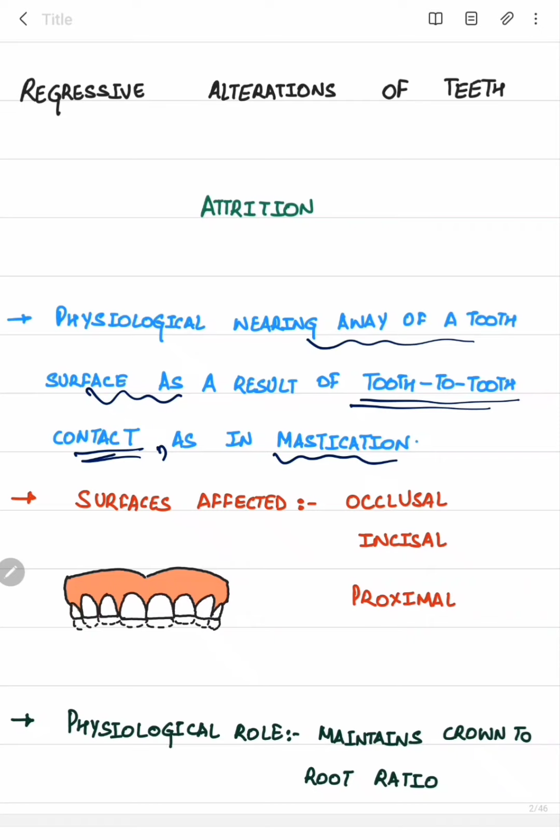The surfaces which are involved in attrition are occlusal, incisal and proximal, right? Here in this picture you can see treated teeth, and there is loss of incisal surfaces due to attrition basically. It plays a physiological role in maintaining crown to root ratio.